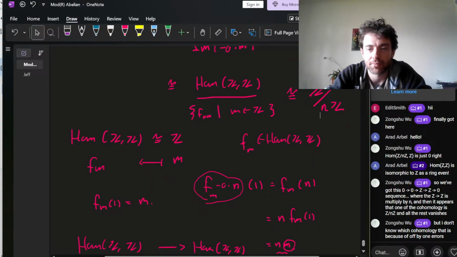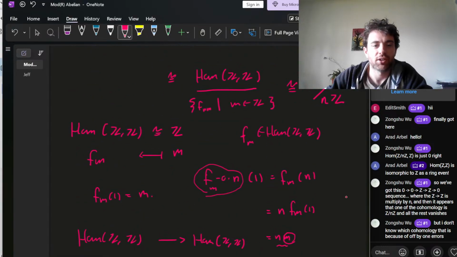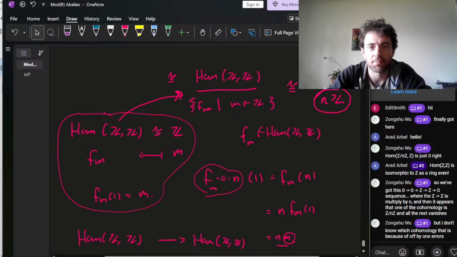Right? To be totally precise, to be really rigorous, I would take this map, compose it with the projection down to here, and then use the first isomorphism theorem to see that the kernel is the ideal generated by n. That's how I do it more rigorously.